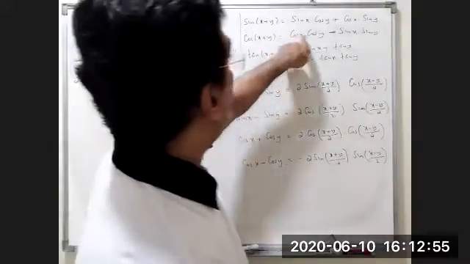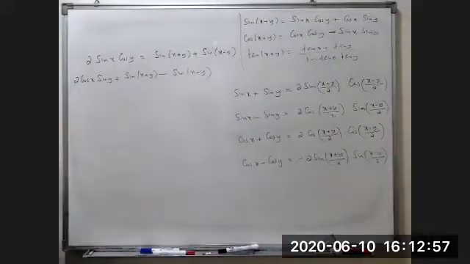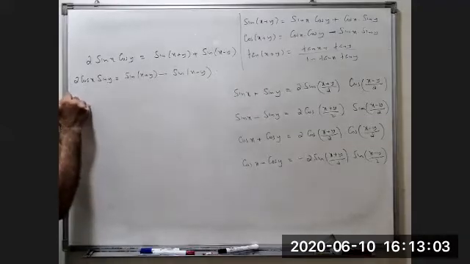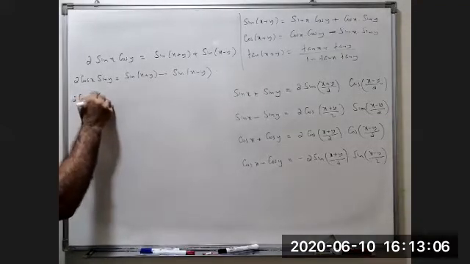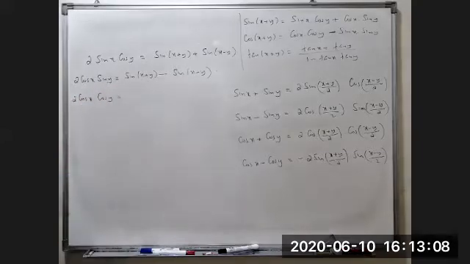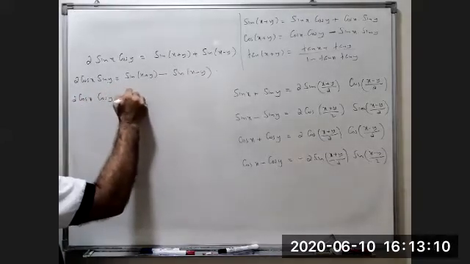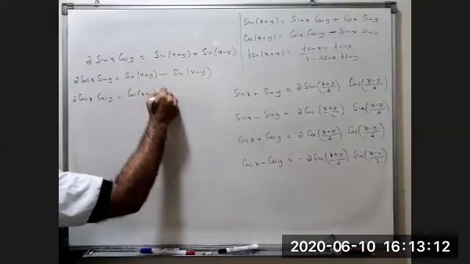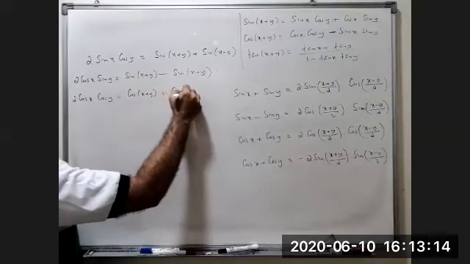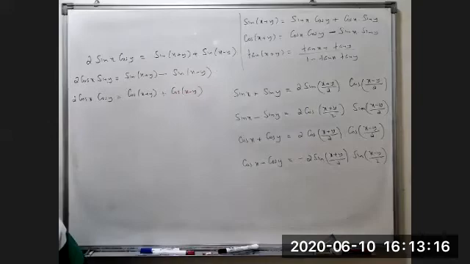Next one is 2 cos x cos y. 2 cos x cos y is equal to cos x plus y plus cos x minus y.